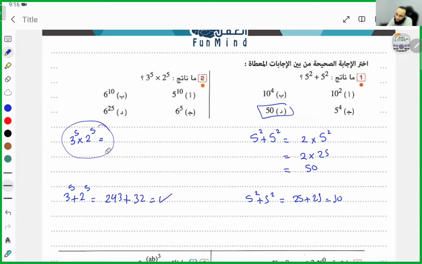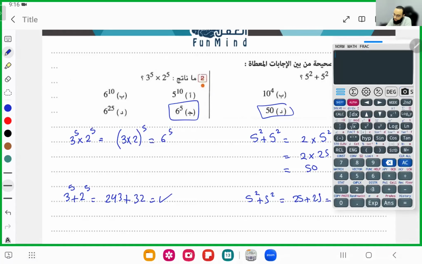But in this one, we can make it easy, like that: 3 times 2, all power of 5. It's the same. So it's 6 power of 5. That's it. You can do it with the calculator actually. If you do it with the calculator, 3 power of 5 times 2 power of 5 is 7776. So check the choices. Is that the same? No. 6 power of 10? No. Sorry, it's 6 power of 5. Is that the same? Yes. So choose it.